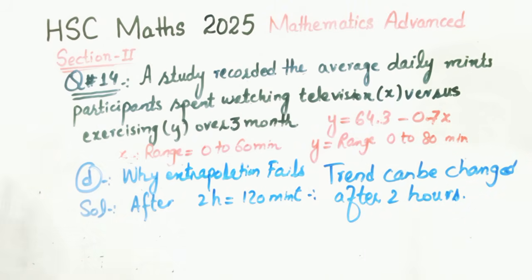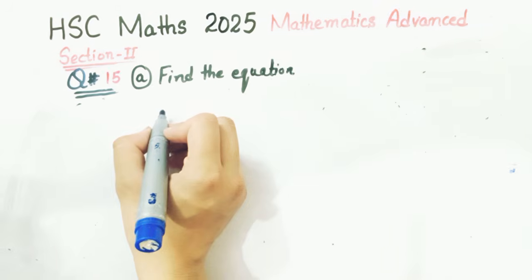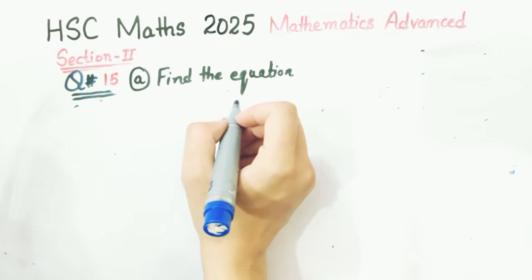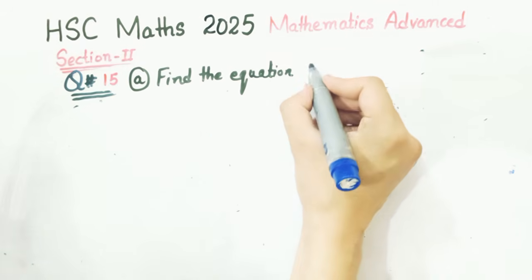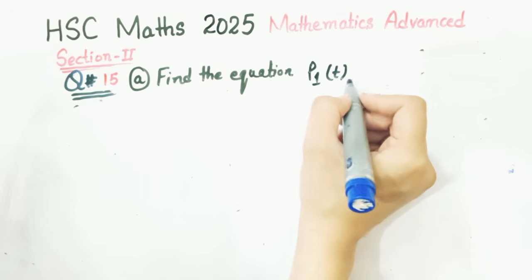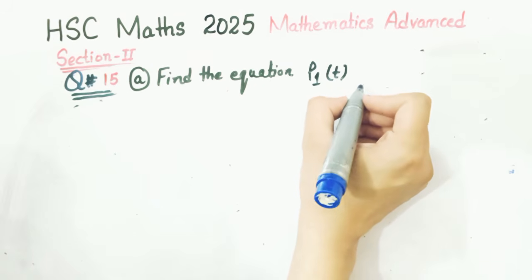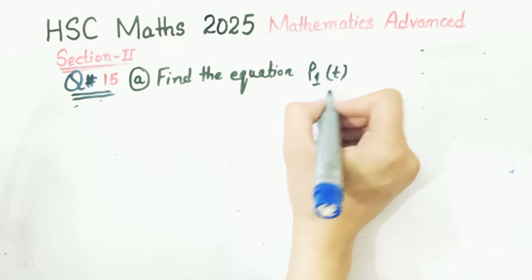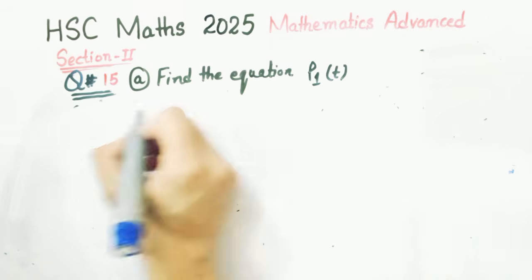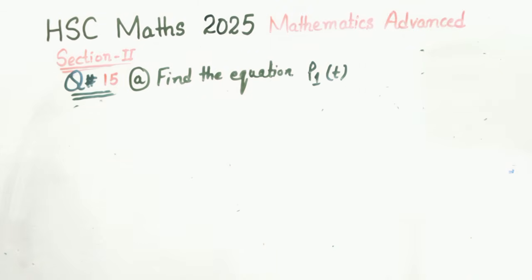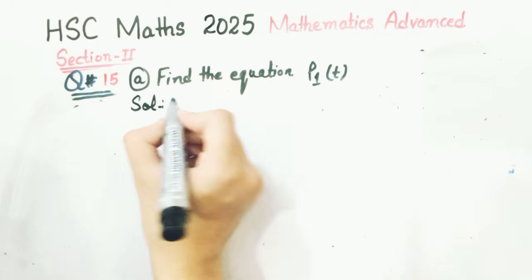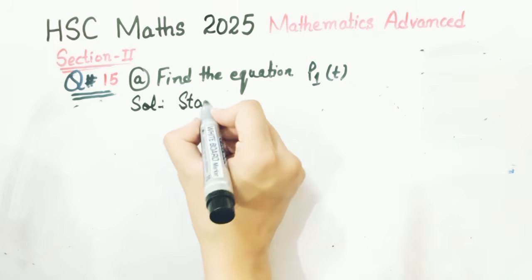Now we will solve the next question. In question number 15, part A asks us to write an equation for a sound wave P1(t) with an amplitude of 2 pascals and a period of 5 meters per second. The general formula for this is given also. We will write this in steps. The standard form of this is given.